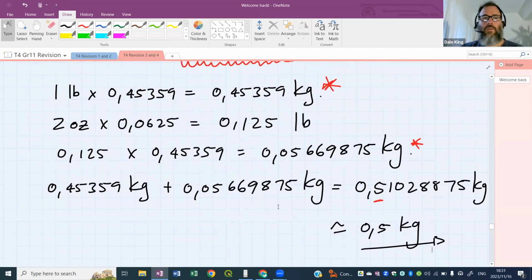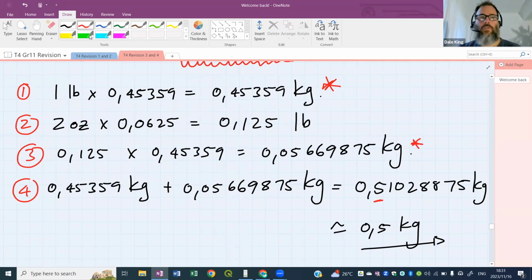Okay, there we go. So step number 1, we converted the pounds first. Step number 2, we converted the ounces to pounds. Step number 3, we converted those pounds to kilograms. And then number 4, we added them up and rounded off. All right, there's your 5 marks. So a 5-mark question like this looks big in the beginning, but if you start the process off bit by bit, you finally get there.